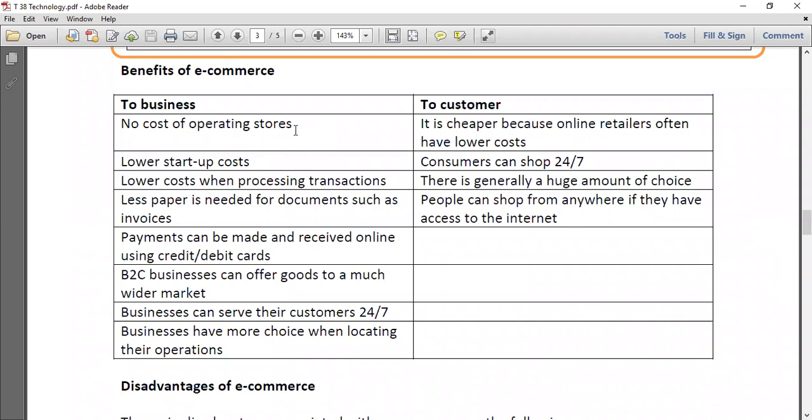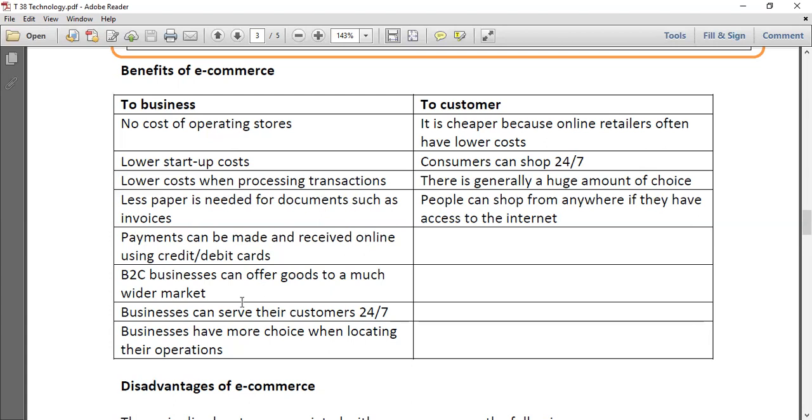That's why a lot of businesses nowadays operate through online businesses, and sometimes home-based businesses, right? Therefore they have no need to rent a place. These costs can reduce because you must have some kind of website or online platform to sell your products. There are lower startup costs compared to other things, lower costs when processing transactions, and less paper is needed for documents such as invoices, right? And also payments can be made and received online using credit and debit cards.